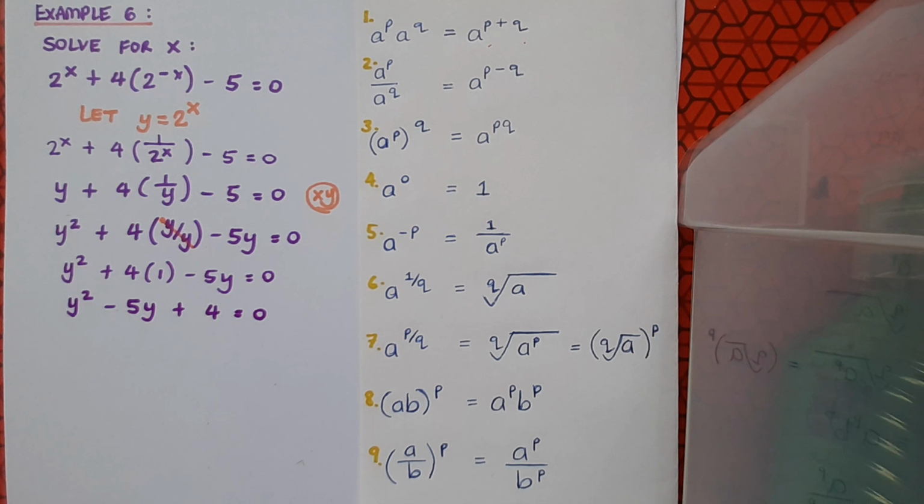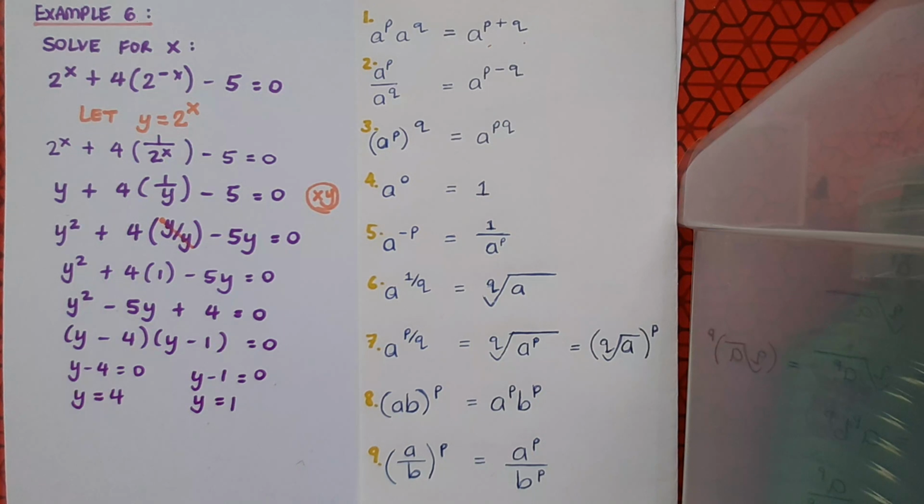So I want to factorize this now. So again, pause the video while you do that. And I get y minus 4 times y minus 1 equals 0. And then I want to solve on each side there. And I end up with y equals 4 and y equals 1. But remember, I'm not done until I solve for x.